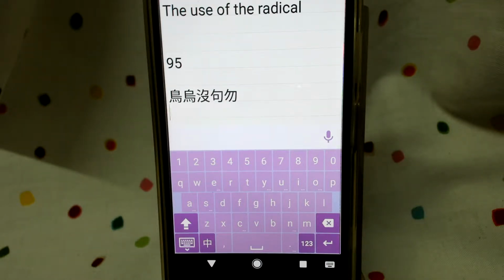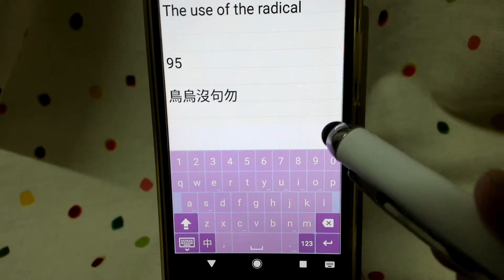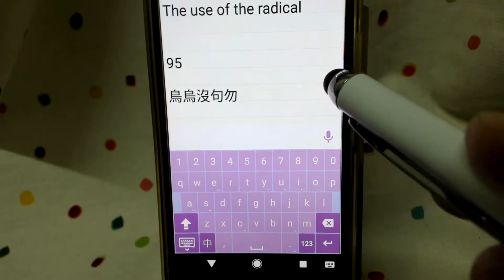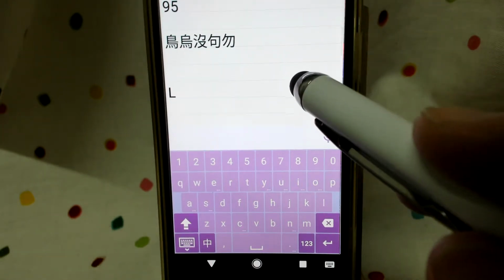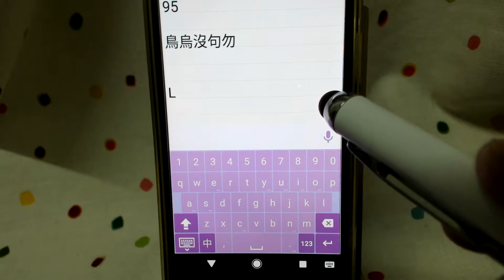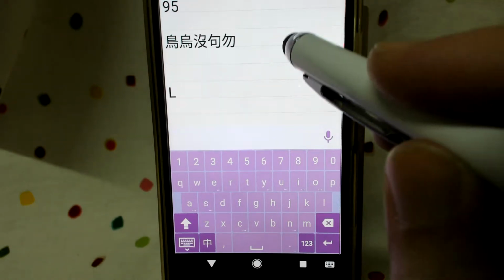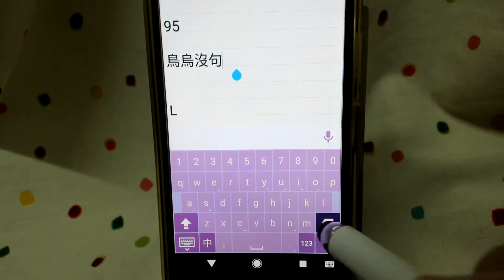Today I'm going to introduce the use of the radical 9-5 in the Array input method. If you are using Array 30 on your keyboard, 9-5 belongs to letter L on your keyboard. Let's begin.